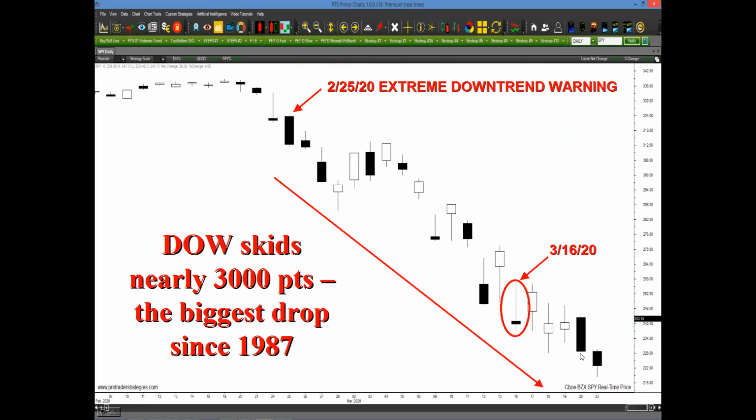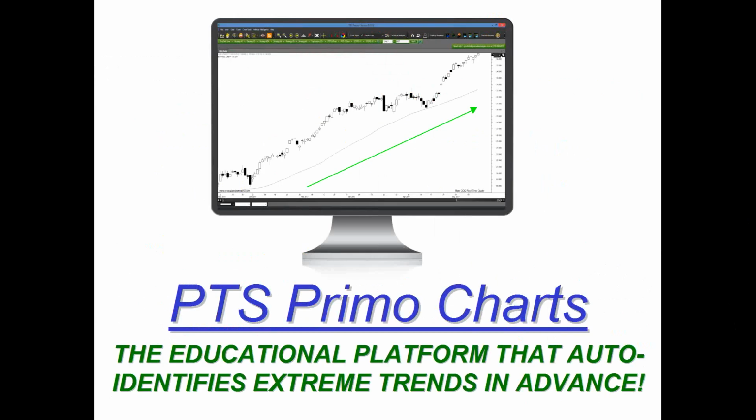As I stated, I'm really excited about this new tool because you can apply it to any market, any time frame, and any direction. It has so many possibilities to help you with your trading, and as you can see here, it really would have helped this past month or so. The beauty of this is that everything is one click away. We designed it so that it would be extremely simple. We teach you exactly in our course how to trade it if you'd like, with different suggestions and ways in which to trade it. But in order to see the setups, it's just one click away on our platform, the PTS Primo charting platform, that automatically identifies these extreme trends in advance.